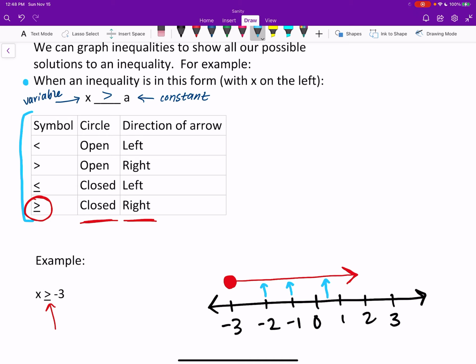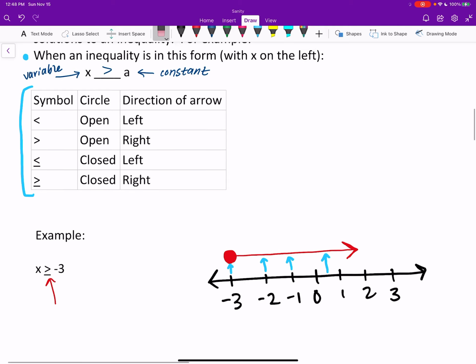Negative 2 is a part of that graph. Since we have a filled dot on negative 3, negative 3 is part of that graph, so all of those values are possible solutions to your inequality. All right. Okay, let's look at a couple more here.